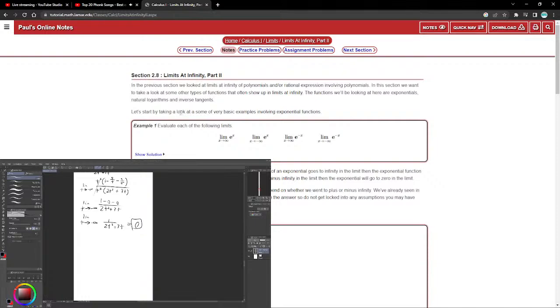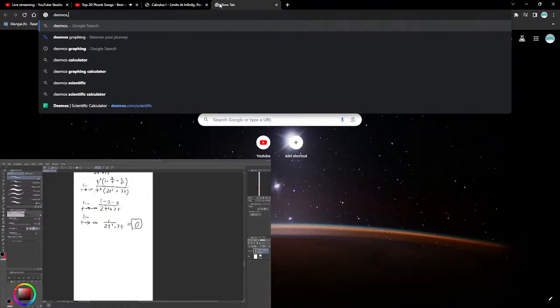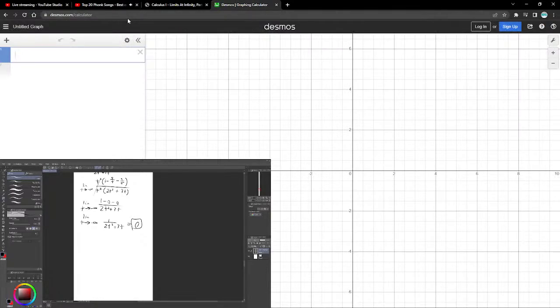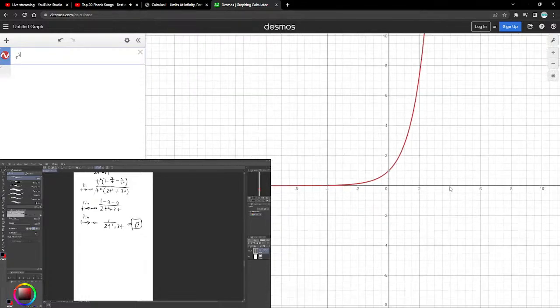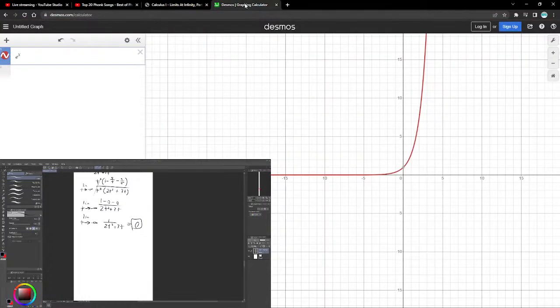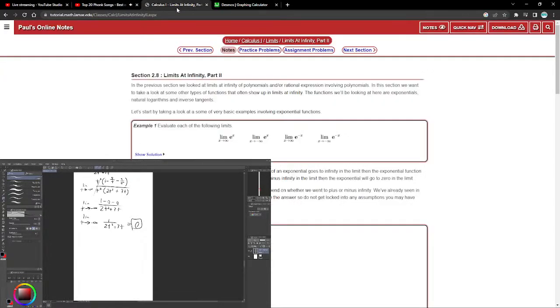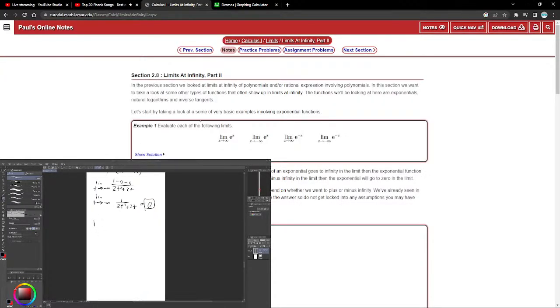E. Well, if you just graph e, the limit of e to the power of x as x approaches infinity, it's obviously going to be infinity. So if you just plug in infinity, it's infinity.